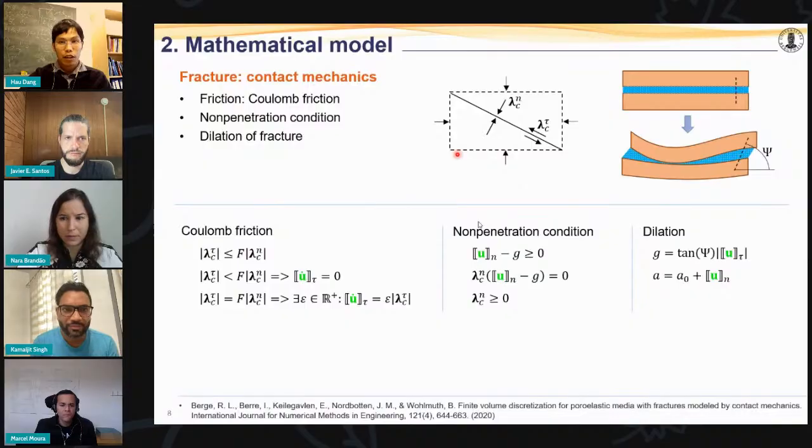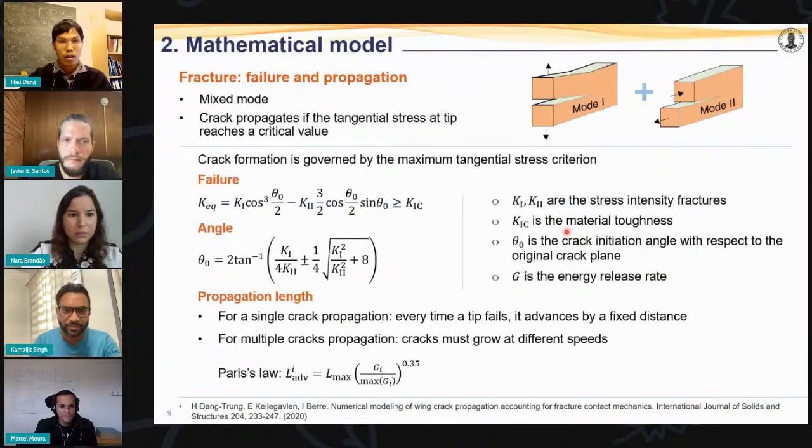And for the fracture contact mechanics, the Coulomb friction, non-penetration condition, and dilation are present here. I will not go into detail for this because it's a bit complicated to explain here. So the mathematical model for fracture propagation is represented in this slide.